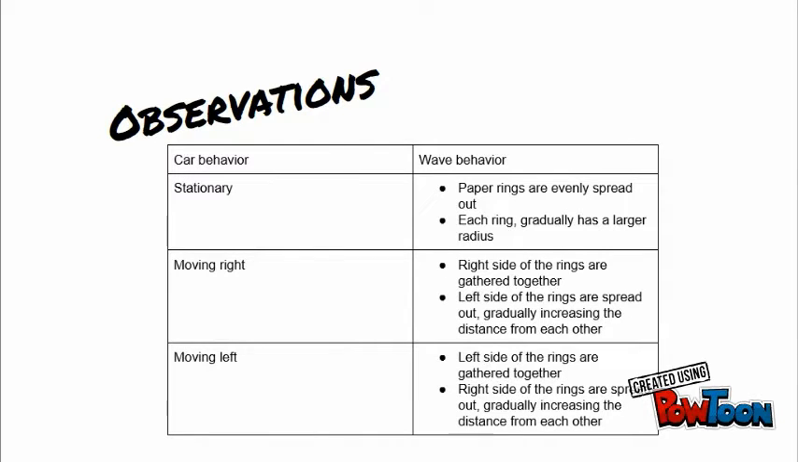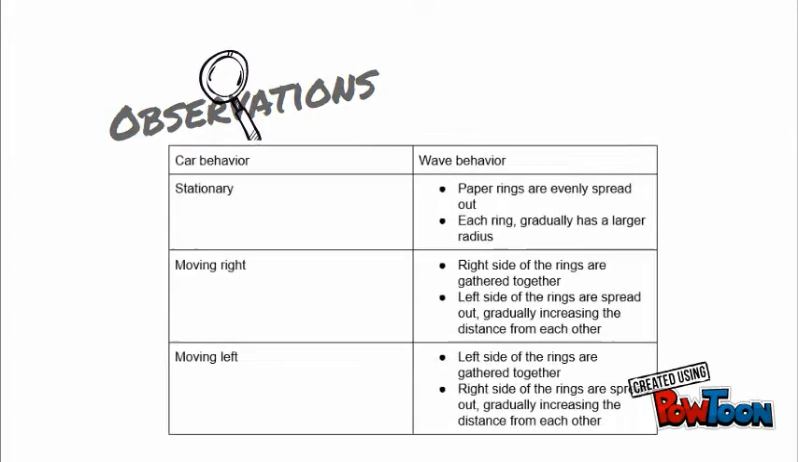Observations: when the car was stationary, the paper rings were evenly spread out. Each ring gradually had a larger radius. When the car was to the right, the side of the rings to the right were gathered up while the left side were evenly spread out. On the left side, the same thing happened, but vice versa.